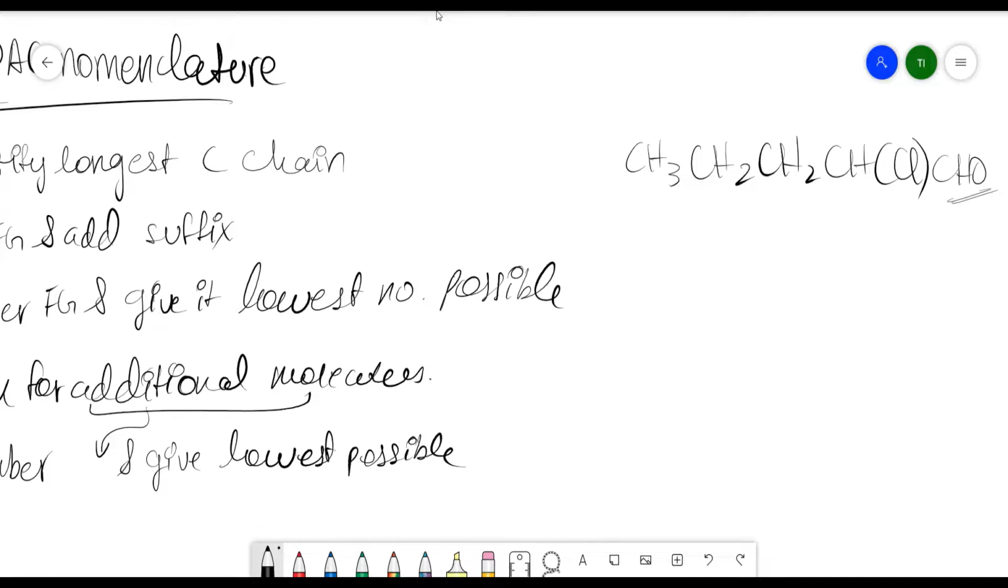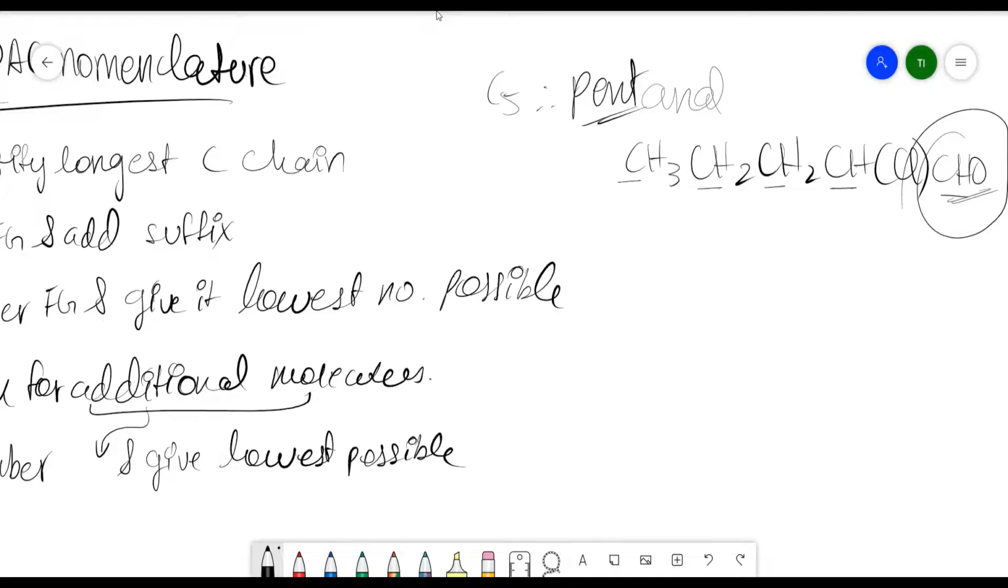So first of all, let's identify the longest backbone, or the longest carbon chain. So 1, 2, 3, 4, 5, and that is the longest possible carbon chain. So we have C5, therefore it will be a pent. Now identify the primary functional groups that are present. There's only one, which is CHO. So it's an aldehyde. So it will be pentanal.